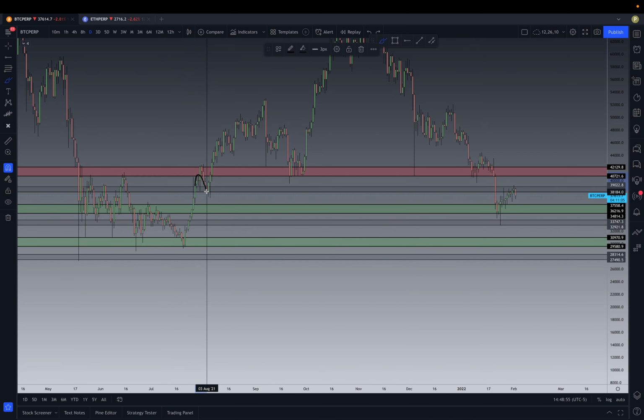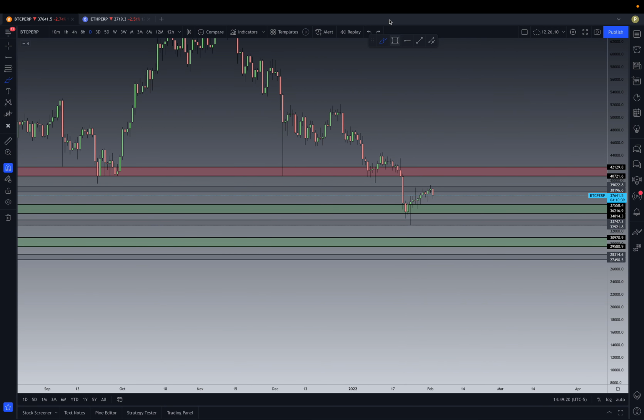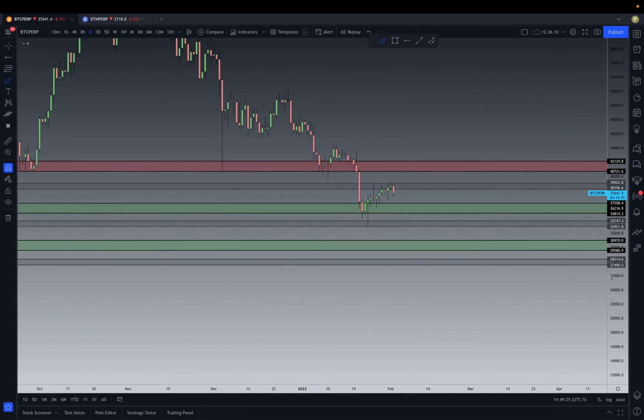This was support. Now it seems like this is resistance. So it seems like this area, around 39 to $38,000, we're rejecting off this. Now, if we can break above it, then the next target will be the weekly resistance of $40,000 to $42,000. Let me delete that. Now it seems like we're rejecting off this level.